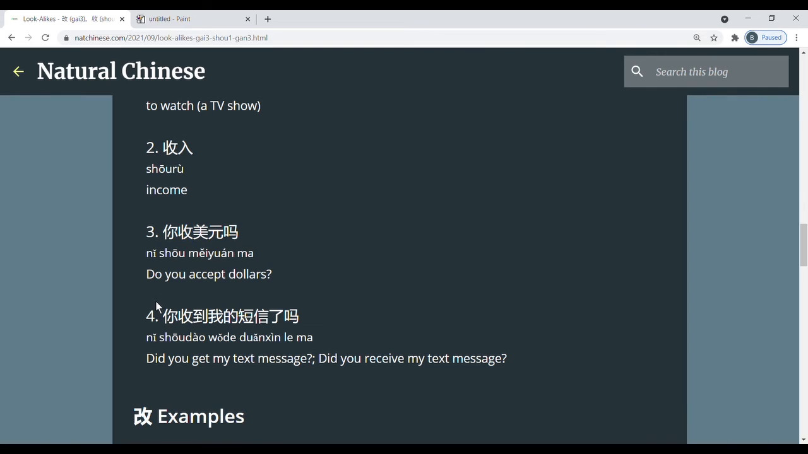And our last example, 你收到我的短信了吗? So did you get my text message, or did you receive my text message? You can think of 收到 as receive, so did you receive 我的短信? Did you receive my text message? Or I think just more naturally you would say, did you get my text message, or did you get my message?